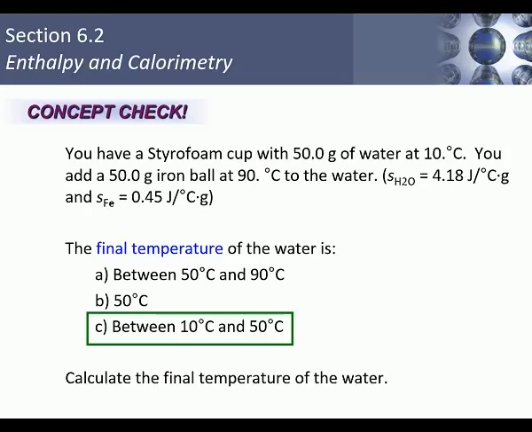Now, I want to point out that the specific heat for water is about 10 times greater than the specific heat for iron. So what that means in real life is that to raise the temperature of 1 gram of water 1 degree Celsius, it takes 10 times the amount of energy as it does for iron. So iron can change temperature very, very quickly, whereas it takes water a lot longer, a lot more energy to change temperature.